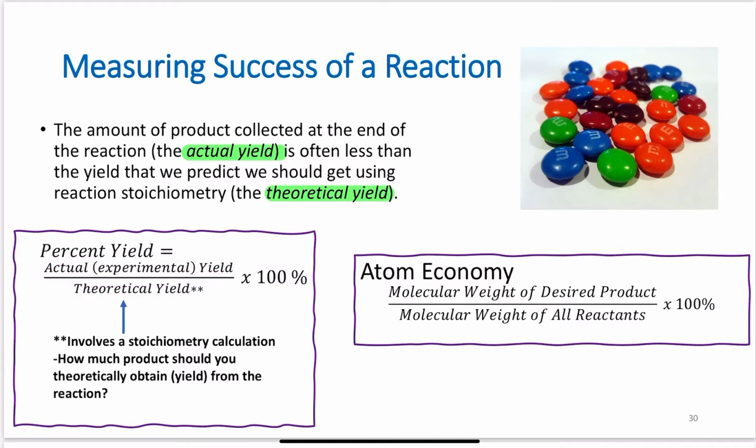How much product should you theoretically obtain or yield from the reaction? So percent yield is really just looking at the success of a reaction with respect to one reactant. I wanted to make this much. How much did I actually make? Atom economy, on the other hand, looks at the molecular weight of your desired product divided by the molecular weight of all reactants times 100%. So this one doesn't actually look at how much was actually produced. This one looks at how much do I theoretically want out of everything that goes in? I threw all this in a pot. How much do I want that comes out? Not how much do I actually get out, but how much of what comes out do I actually want?